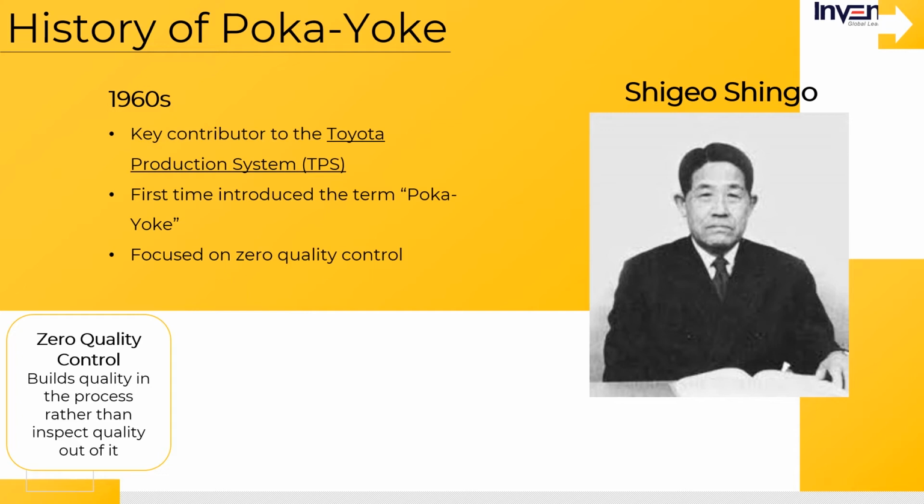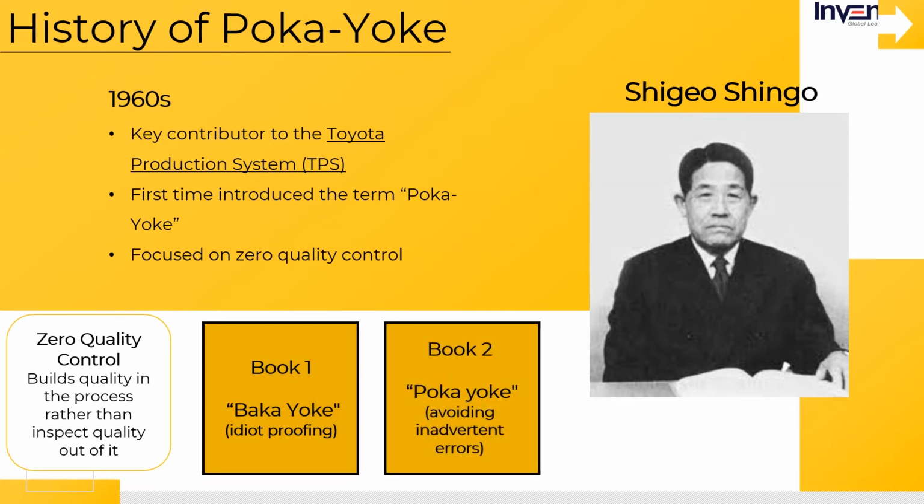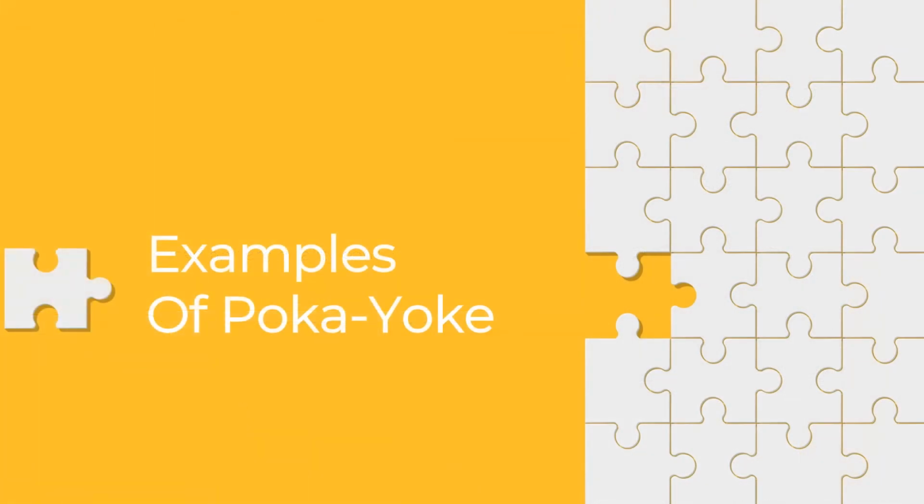Shingo wrote two books on this topic. Actually, he first wrote about Poka-Yoke, idiot-proofing, in true Japanese manufacturing fashion. Then he changed the term to Poka-Yoke, avoiding inadvertent errors. After understanding the origin of Poka-Yoke, let us see some of its examples and understand its importance.